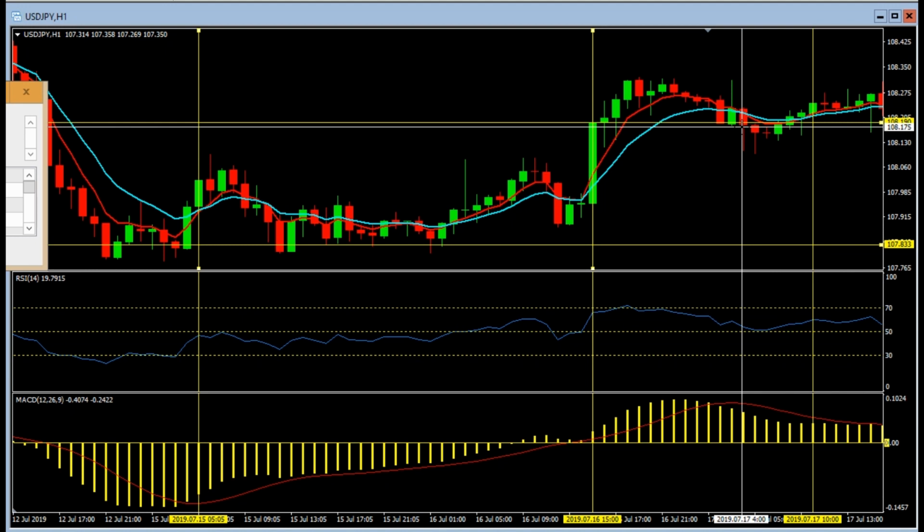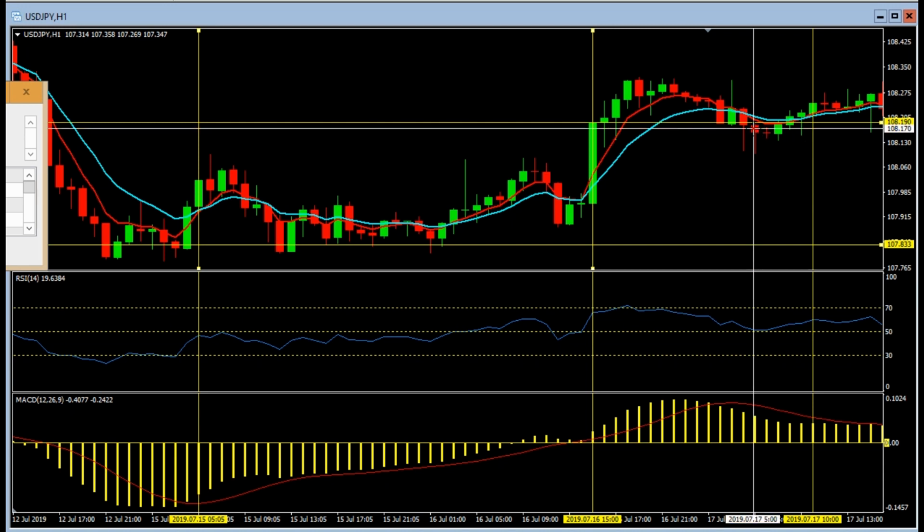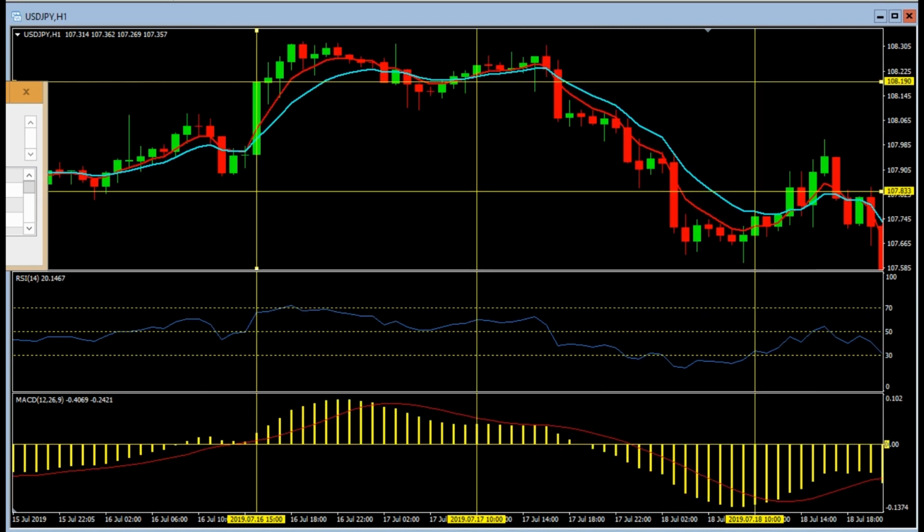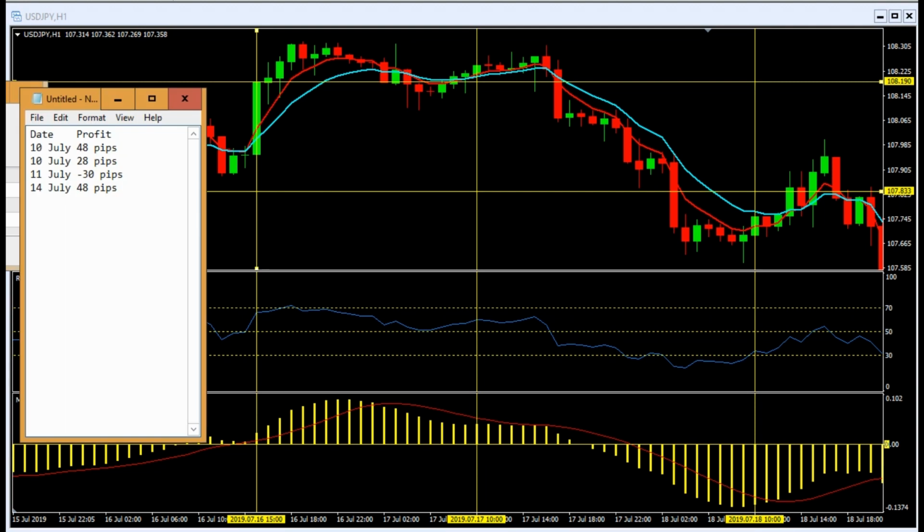So you lose about 1 pip and 1 pip, 2 pips. So let me see, minus 2 pips. On that date, the 17th July, minus 2 pips, and then you recover your profit very nicely.